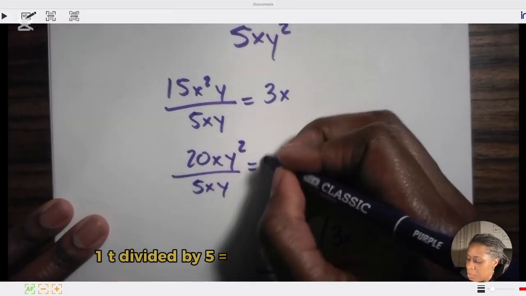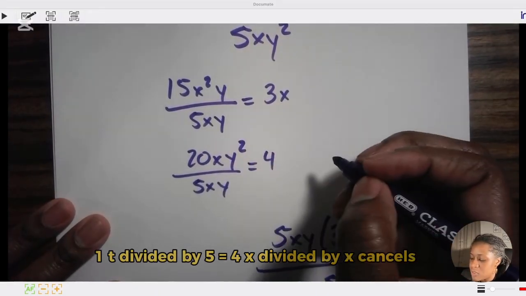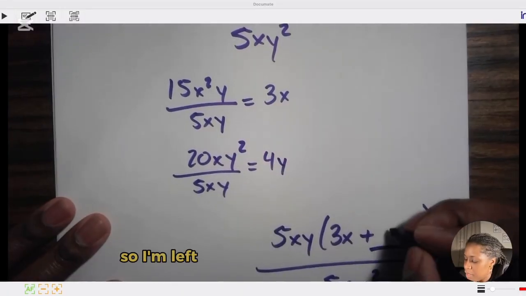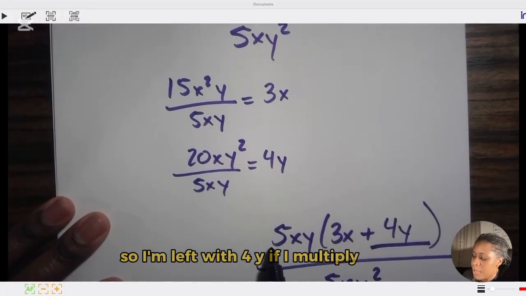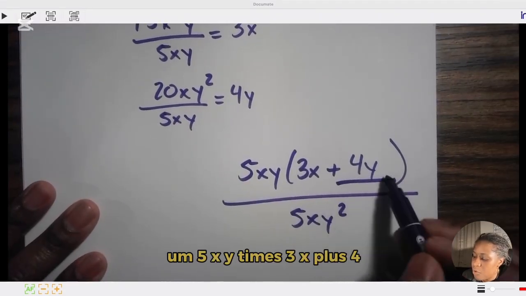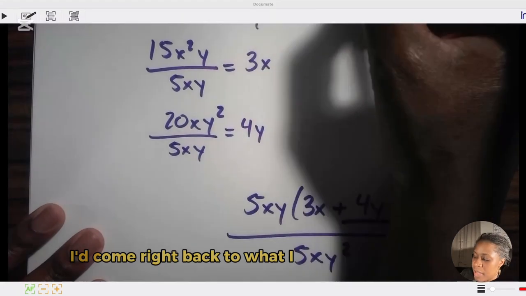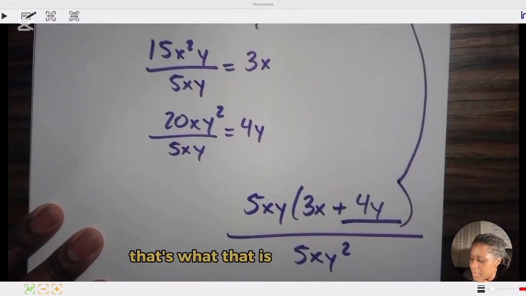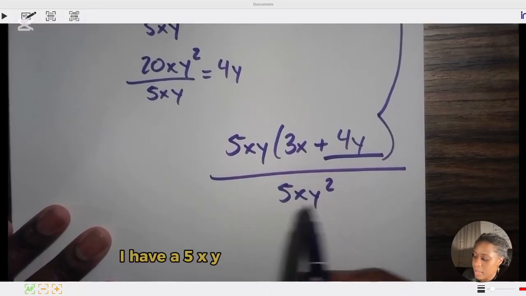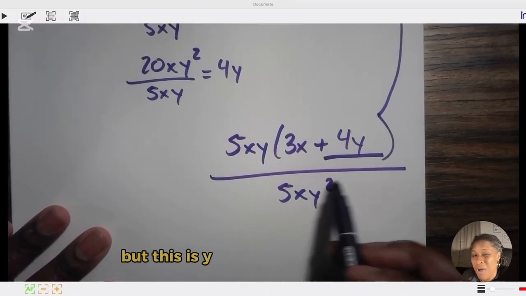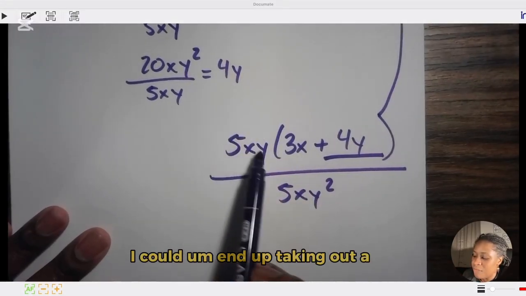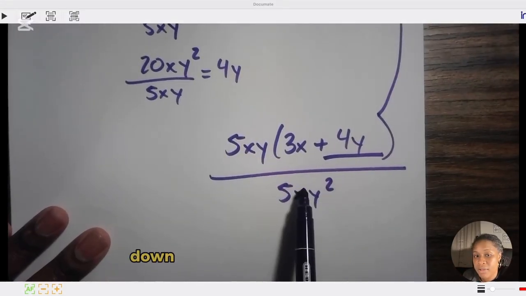20 divided by 5 equals 4. X divided by x cancels out because it's 1. Y squared divided by y equals y. So I'm left with 4y. If I multiply 5xy times 3x plus 4y, I'd come right back to what I originally started with. That's what that is. Now, looking here, I have a 5xy and a 5xy at the bottom, but this is y squared. If I divide this out, I could end up taking out a 5xy, but I'm going to be left with the y down here at the bottom.